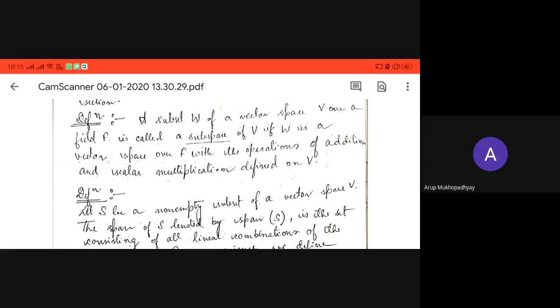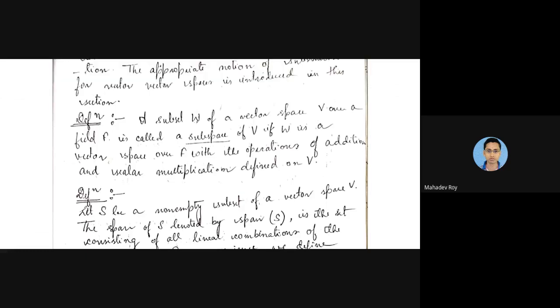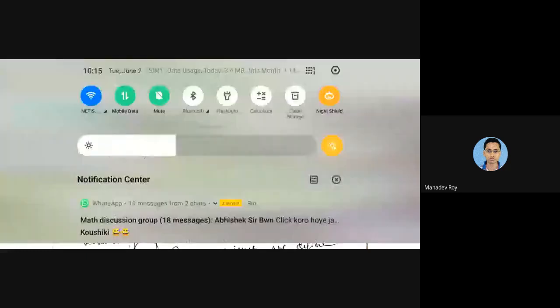Of course. Yes, non-empty means at minimum theta should belong to W. Theta should belong to W here, because if we take W as a subspace of V, then W plus should be a subgroup of V plus.